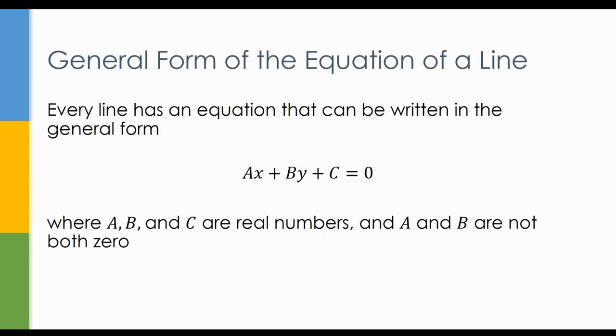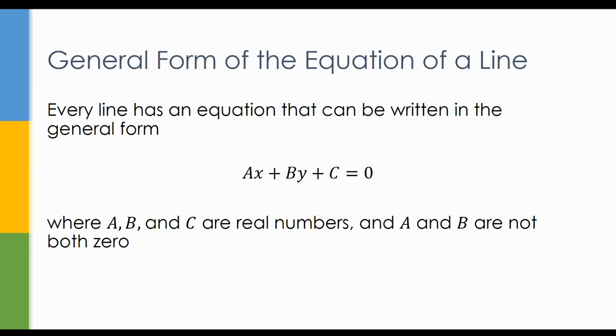All right, let's talk about general form of an equation of a line. So every line has an equation that could be written in general form. It's ax plus by plus c equals 0. Okay, so equals 0. Remember, we've been talking about that back in previous chapters. When we were talking about quadratics, we were talking about general form. Everything was to one side, it equaled 0.